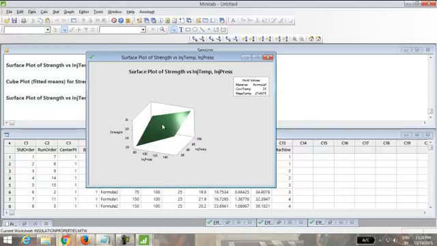As you can see here, the surface is at the highest point. I mean, the Z value, strength, is the highest when injection pressure is the highest, and this is injection pressure, and even the injection temperature is highest. So it is actually corresponding with the regression which we saw, the signs of the regressions. So let's close this.